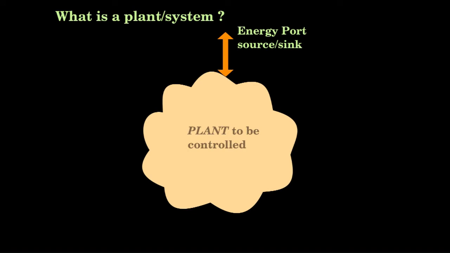See, any plant, any system, we will see examples of these later, will have an energy input, it will have an energy output. Through these ports, power is fed in, power is removed out. Okay, there is a flow of power, and this is what we need to control. We need to control this flow of power, flow of energy through the plant, and that is our job, and that is what we would be doing for most part of the course this semester.